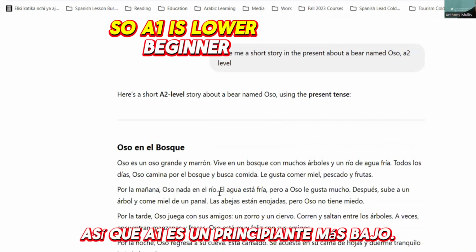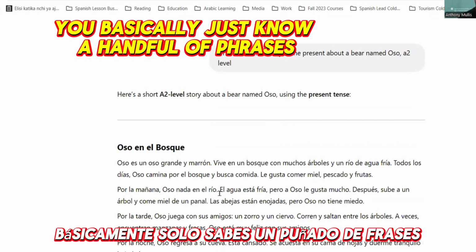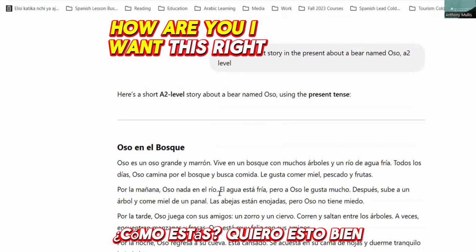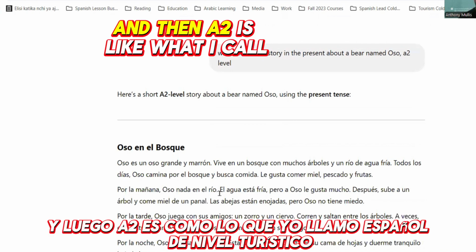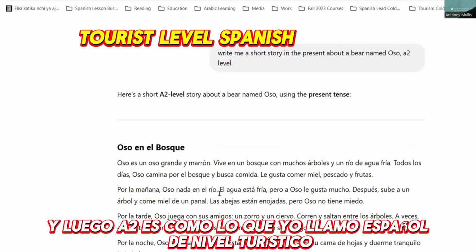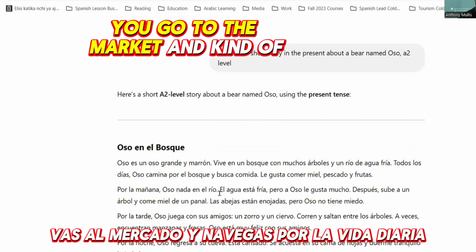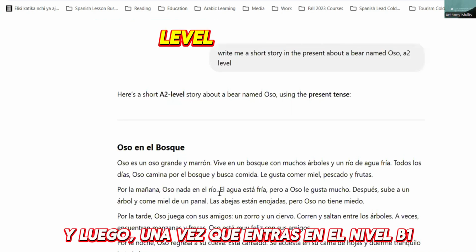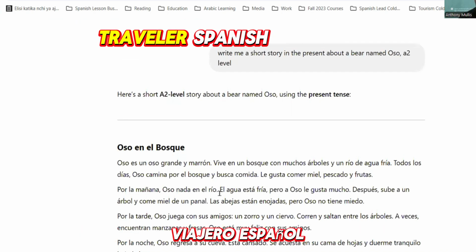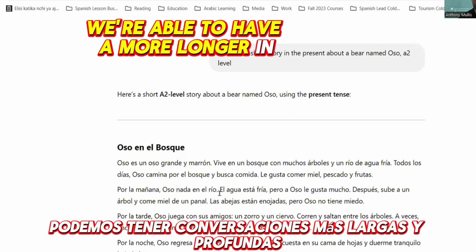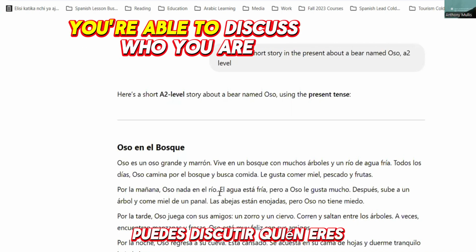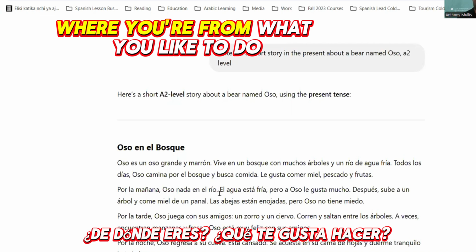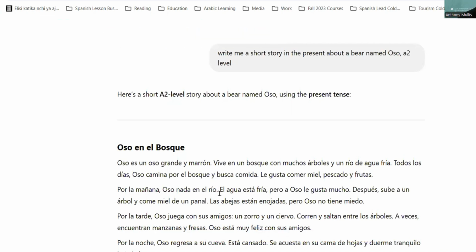So A1 is lower beginner. You basically just know a handful of phrases. Hi, good morning, how are you? I want this, right? And then A2 is like what I call tourist level Spanish, where you can go to the cafe, you can go to the market, and kind of navigate daily life, right? And then once you get into the B1 level, that's where we're getting more of like traveler Spanish. We're able to have more longer in-depth conversations. You're able to discuss who you are, where you're from, what you like to do, things like that.